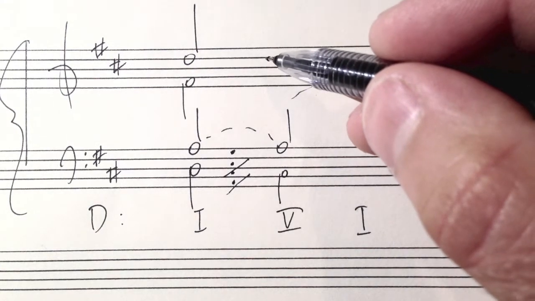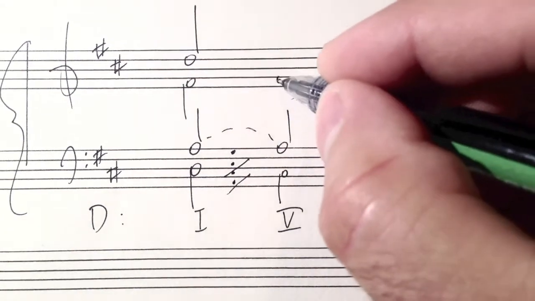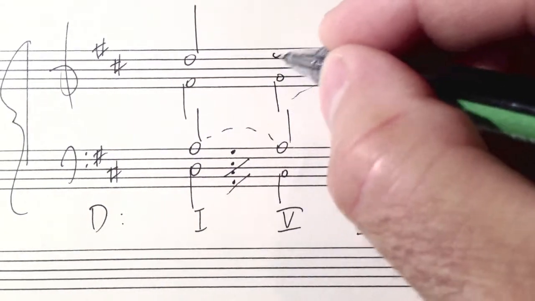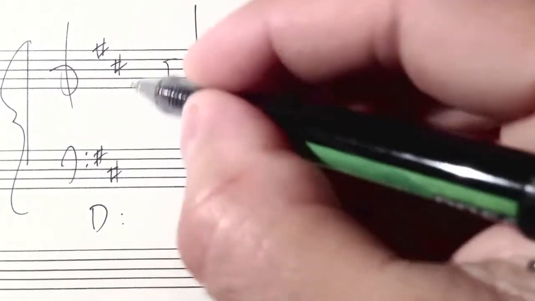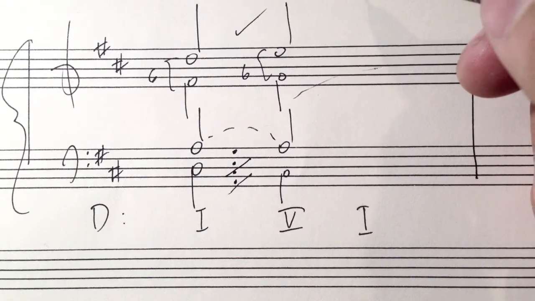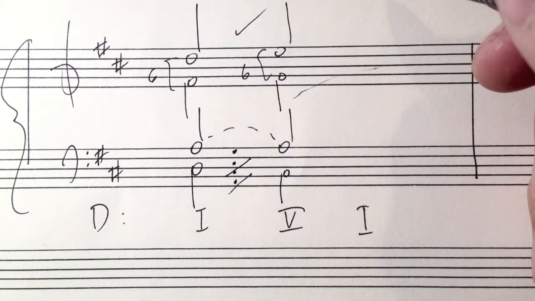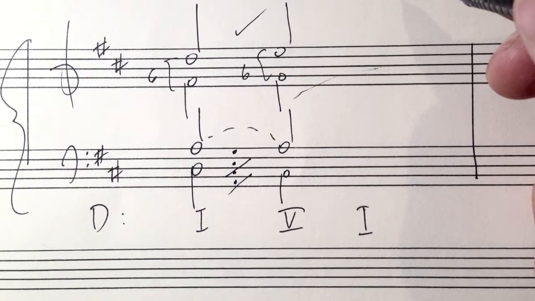Again, you want smooth, stepwise motion. So I'd say put the G in the alto, put the E in the soprano. Now you're moving up in parallel sixths, which is pleasing motion. We learned that thirds and sixths and tenths make for good, smooth, parallel motion. Again, you want to avoid your fifth and your octave, of course.